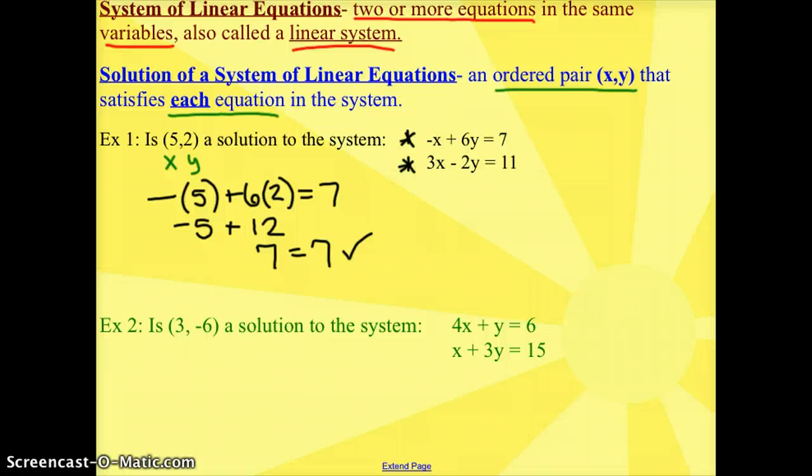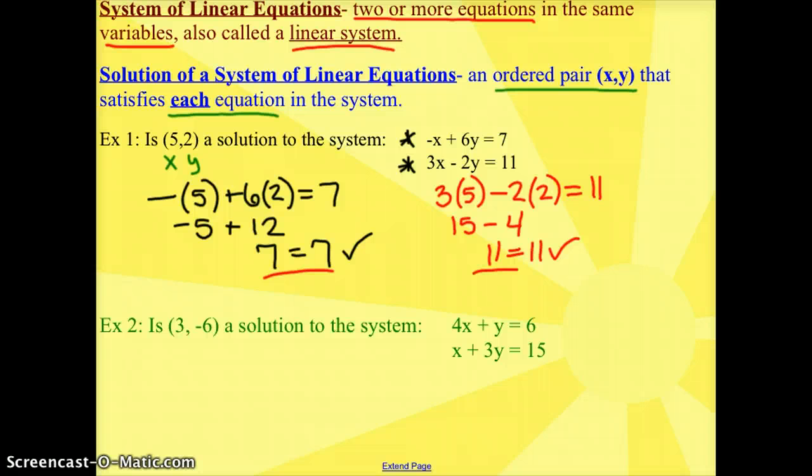Now I need to check the second equation. If I take 3 times x, which is 5, minus 2 times y, which is 2, it should be 11. I get 15 minus 4, and I get 11 equals 11. Because 5, 2 makes both equations true, the answer is yes. It is a solution to the system. It has to make both equations true to be a solution.